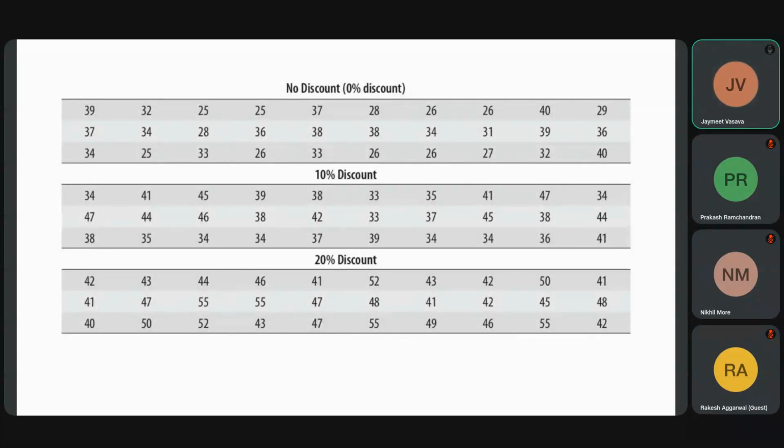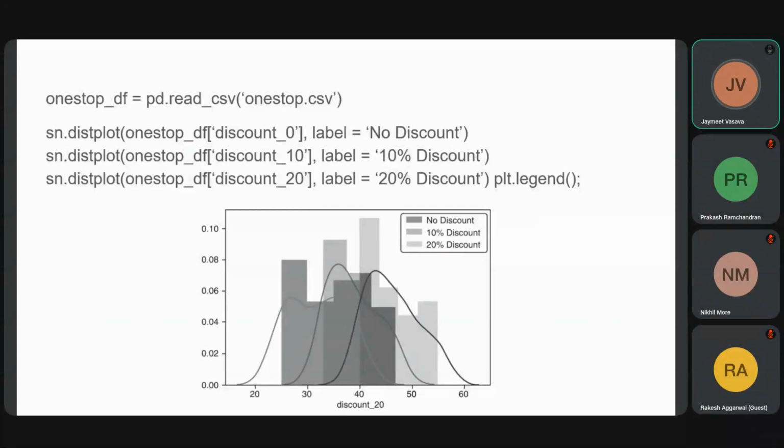So this is the table that we talked about. If we go for the sales for no discount, 10% discount, and 20% discount, these are the kind of values that we get for randomly selected days of the detergent product. When we plot the graph, of course this is a distplot, but we'll be using the histogram plot. This is how the plot might look.